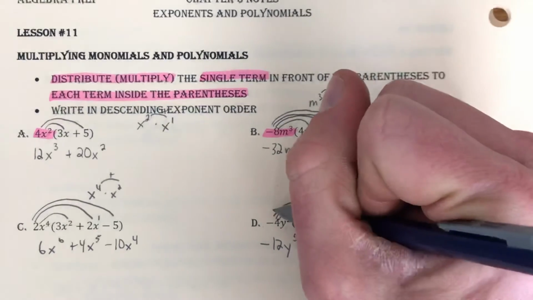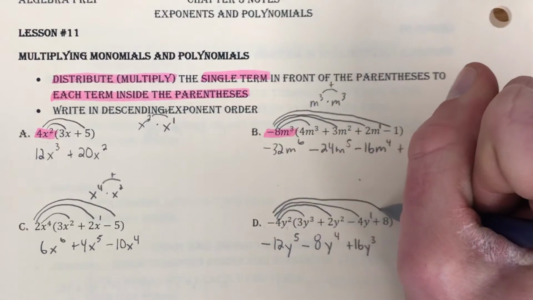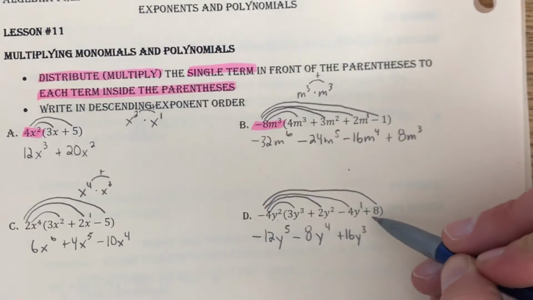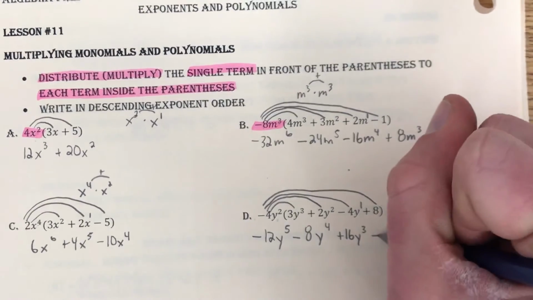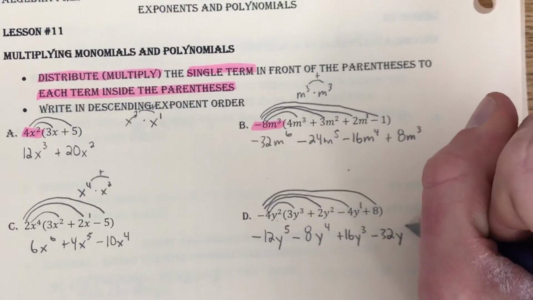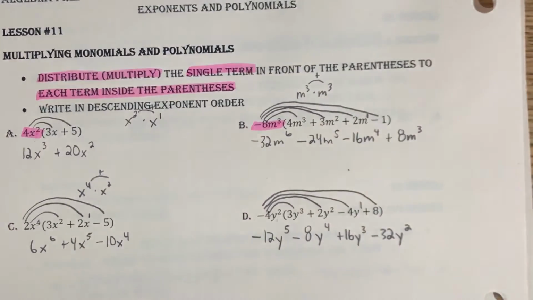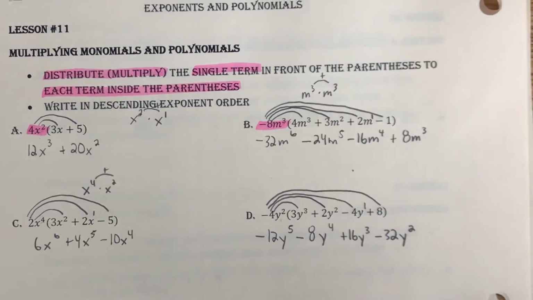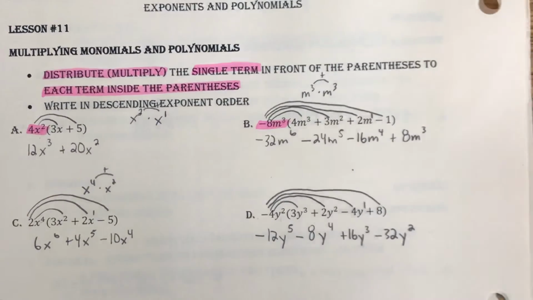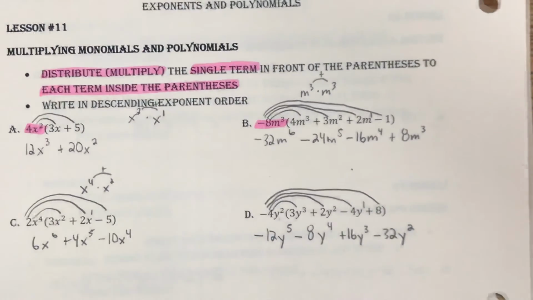And then final term, negative 4y squared times positive 8. So negative 4 times positive 8 is negative 32. And then y squared, nothing to multiply or combine that with, so that just stays as y squared. Now again, remember we want to check and see if it's descending exponent order. 5, 4, 3, 2. So it is, so that is the final answer.